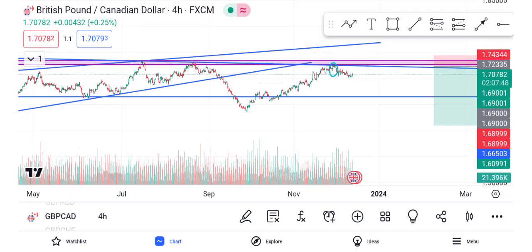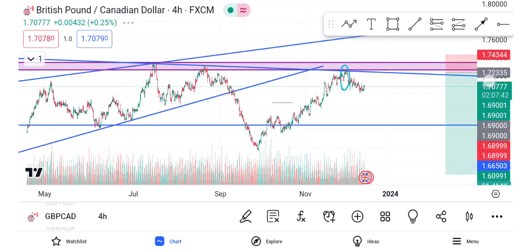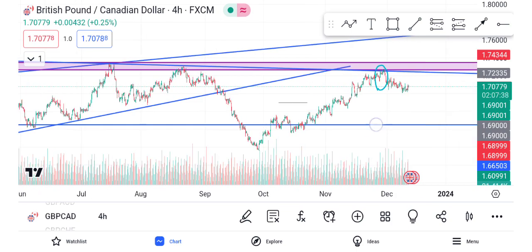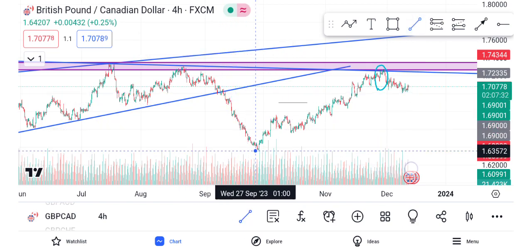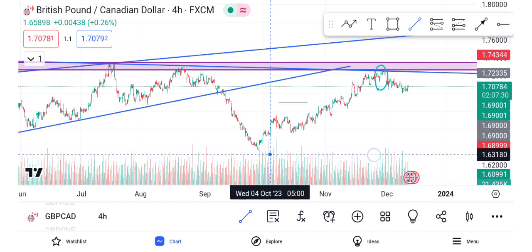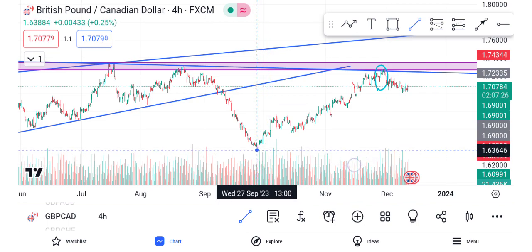So this is our 4 hour chart now. As you can all see, this is our 4 hour chart. We need to check out and spot a good entry on this 4 hour time frame, so we can enter at the appropriate time.